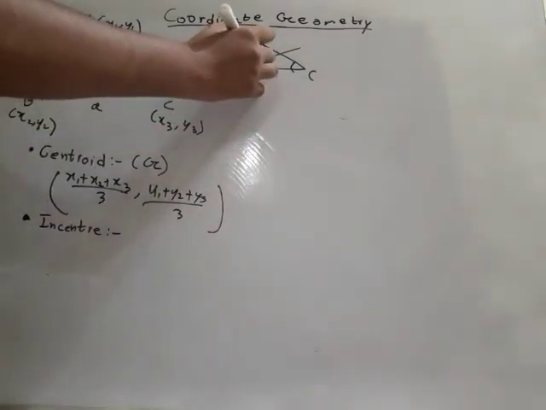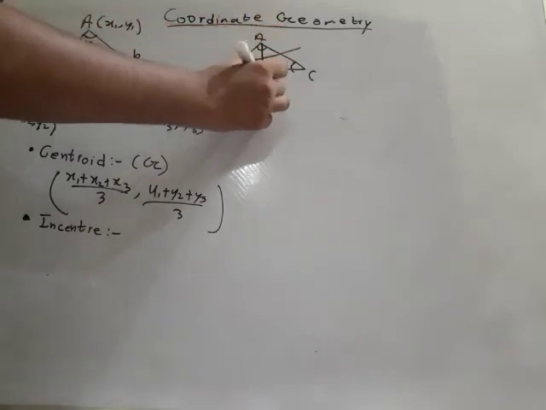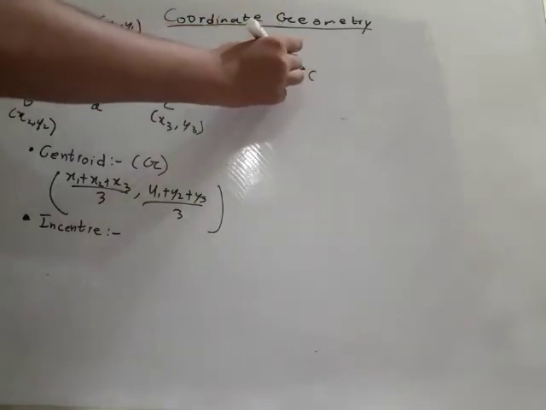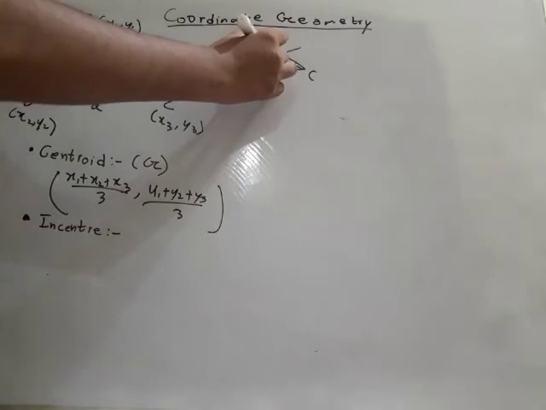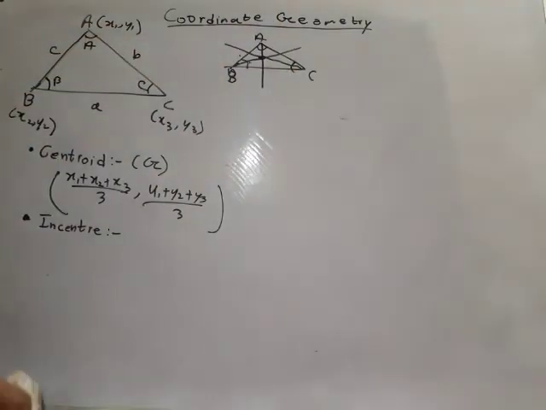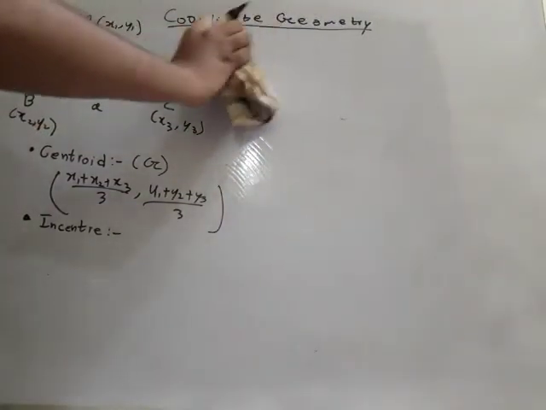Internal bisector of angle B, internal bisector of angle A, internal bisector of angle C. They all meet at this point. This is called the incenter. How to find the incenter?